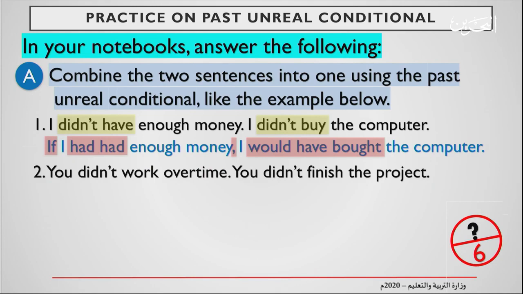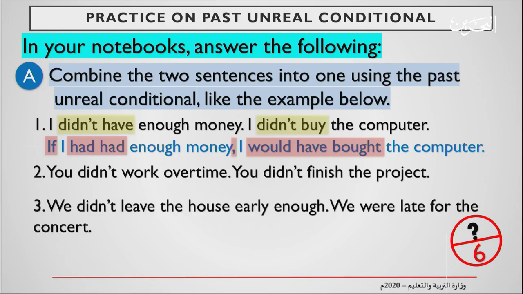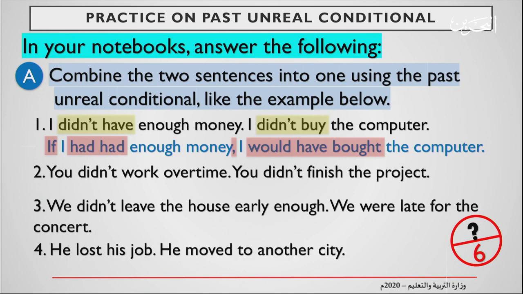You didn't work overtime, full stop. You didn't finish the project. Number 3. We didn't leave the house early enough. We were late for the concert. Number 4, he lost his job. He moved to the other city. Now, you have 3 minutes to answer this.